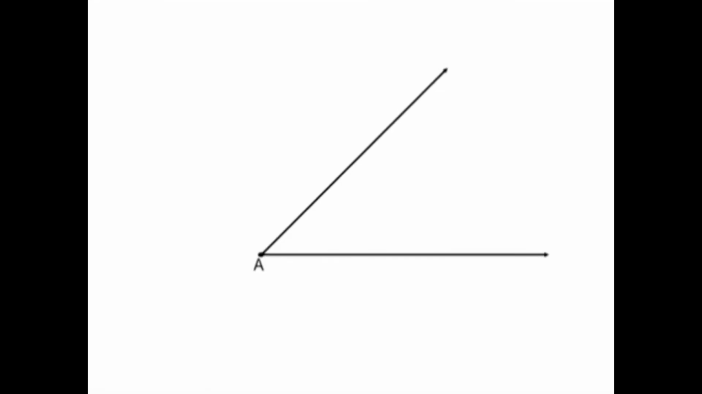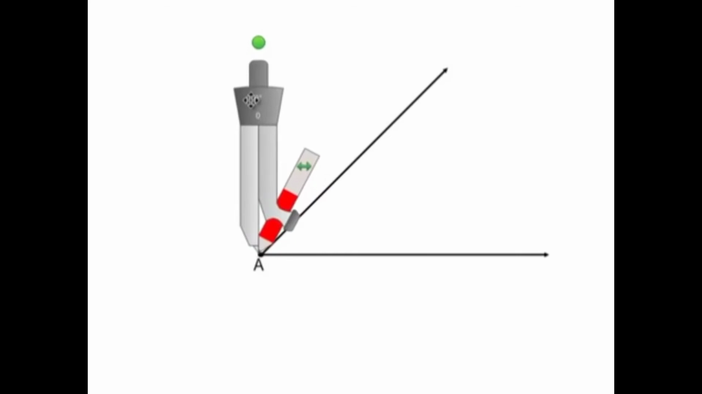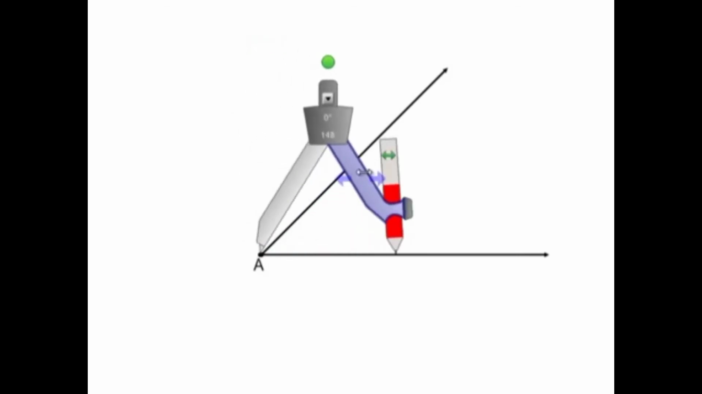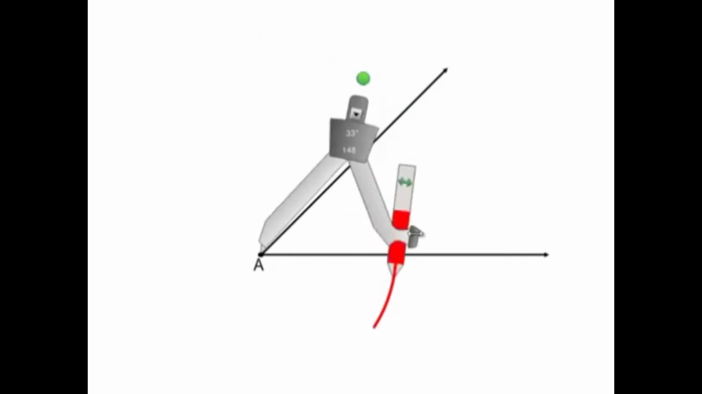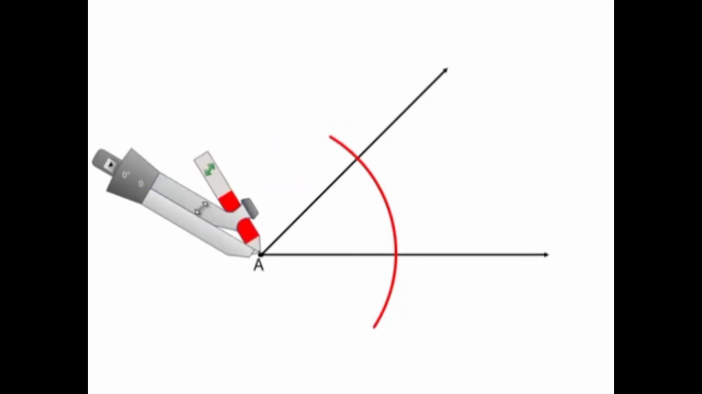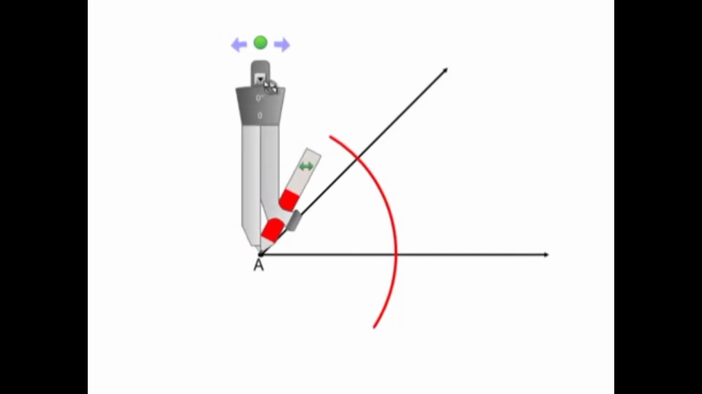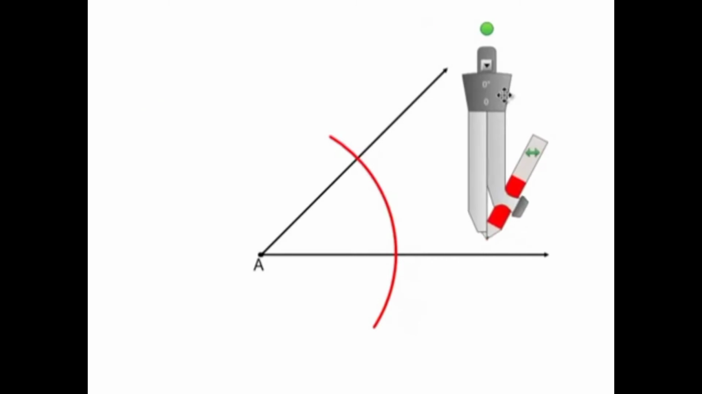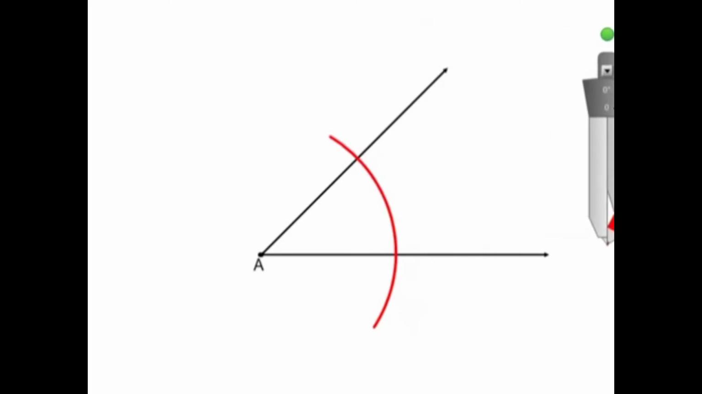So we have a given angle A, and what we're going to do is place our compass point on point A, open up our compass arm large enough so that it will be able to intersect both sides of angle A, make an arc. And then label the two intersection points, B and C.